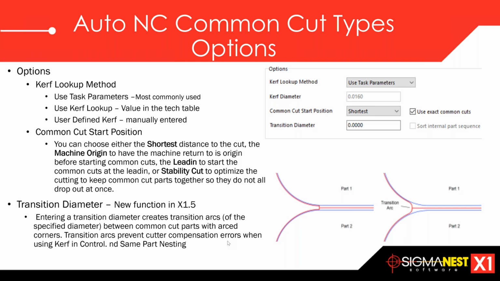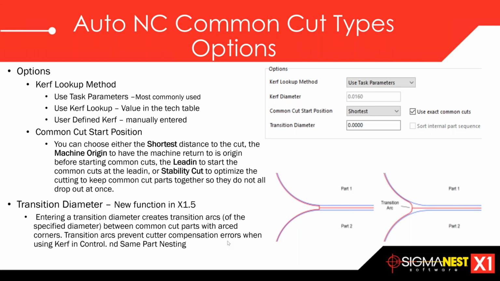You also have the start position. You have shortest, the machine origin, lead-in, and stability cutting. This is basically where you are starting the cutting on the part. The default will be shortest. That's the Sigmatek default, but you can set it to any one of the options, and when you select your set to default, it will then maintain that positioning for you.